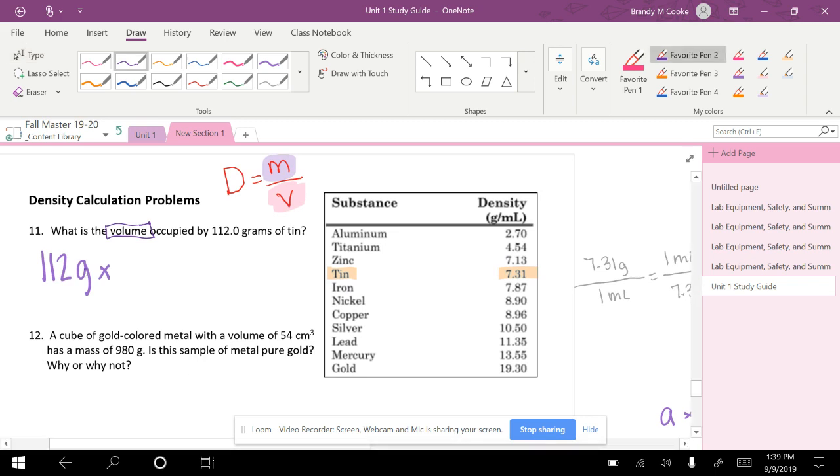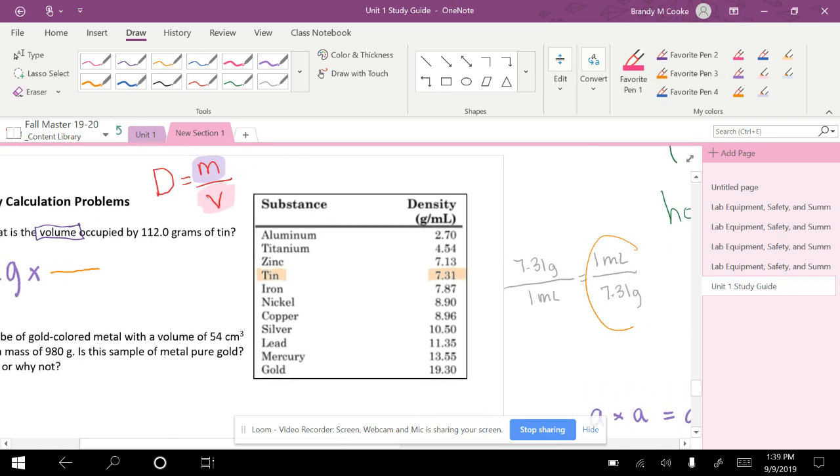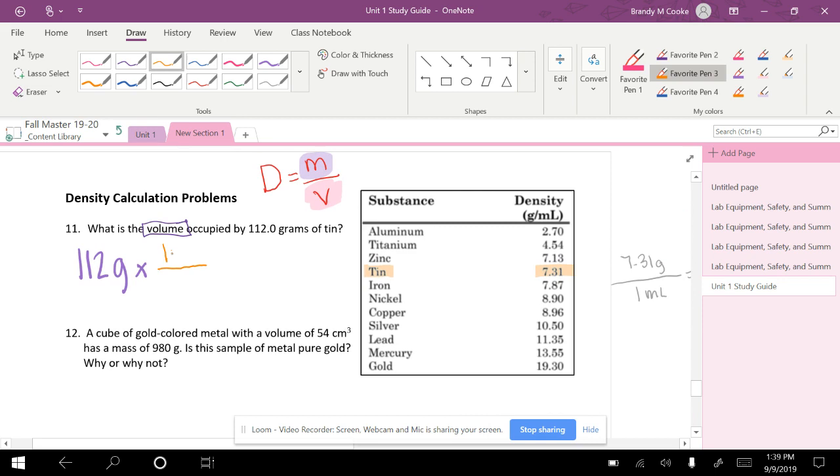So in order to make grams cancel out, those units need to be on the bottom, on the denominator. So if I look at my two options here, I'm obviously going to use this second one because that puts grams on the bottom and allows me to cancel them out. So I have 1 milliliter for every 7.31 grams.